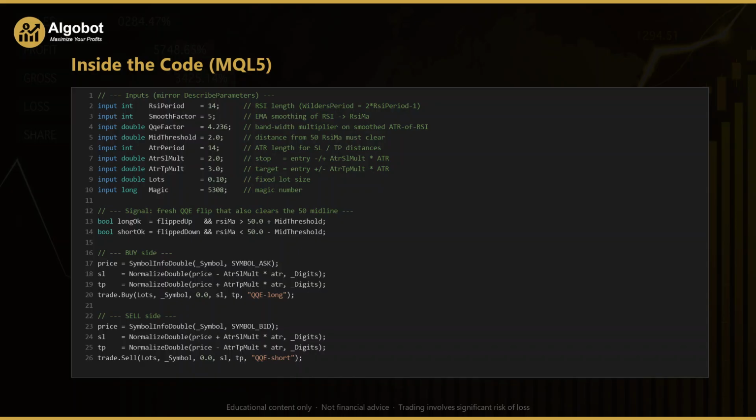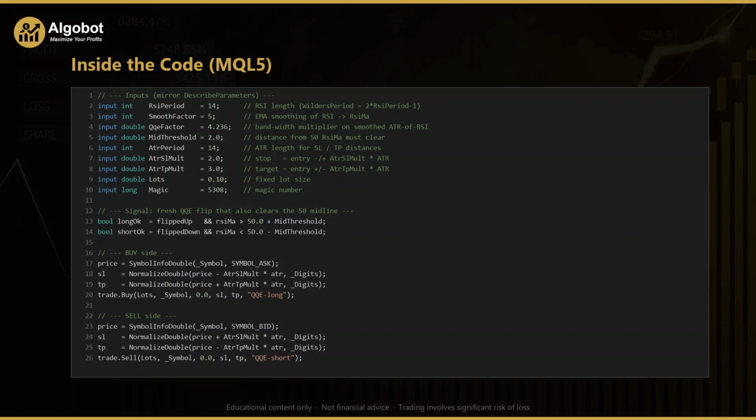On the buy side, the code reads the current ask price. It places the stop loss below entry at the ask minus ATR-SL multiple times ATR, and the take profit above entry at the ask plus ATR-TP multiple times ATR. Then it calls trade.buy with the fixed lot size and those levels.